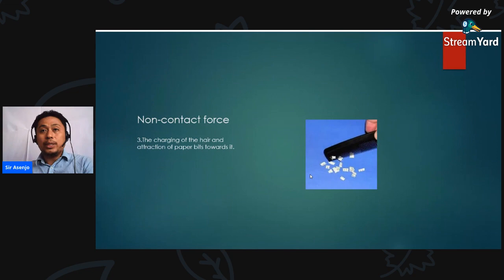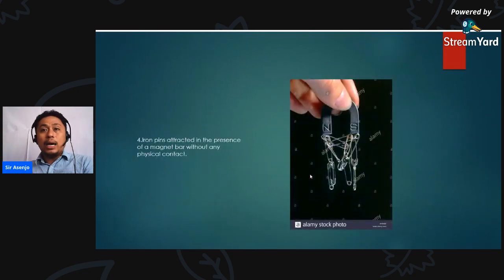Electrostatic force. Now, next, we have iron pins attracted in the presence of a magnet bar without any physical contact. At first, the iron pins are far from the magnet, but later on they are attracted. Why is that so? What kind of force is this? It should be non-contact force. This is an example of magnetic force. Therefore, magnetic force is non-contact force.